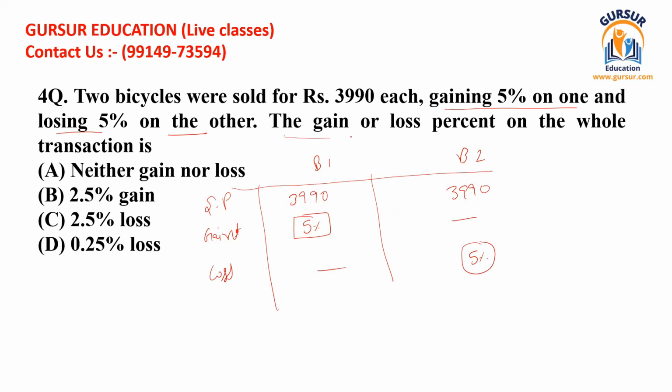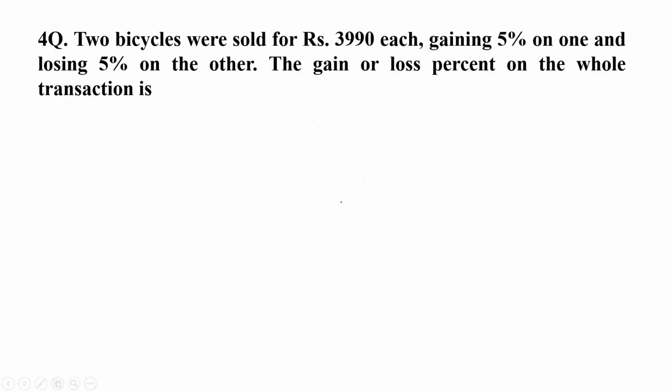So the question is saying: what is the gain or the loss percentage on the whole of the transaction? So what you have to do, first of all, you have to make the complete description of the full question. First of all, you obviously need some kind of space. I'm just going to write the equation again. Okay, sale price I'm going to write here.